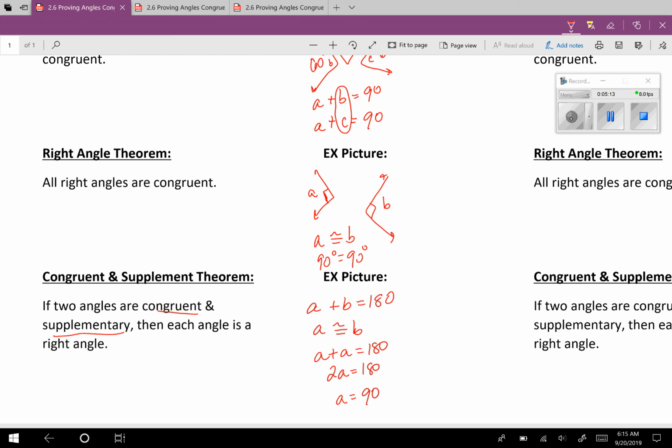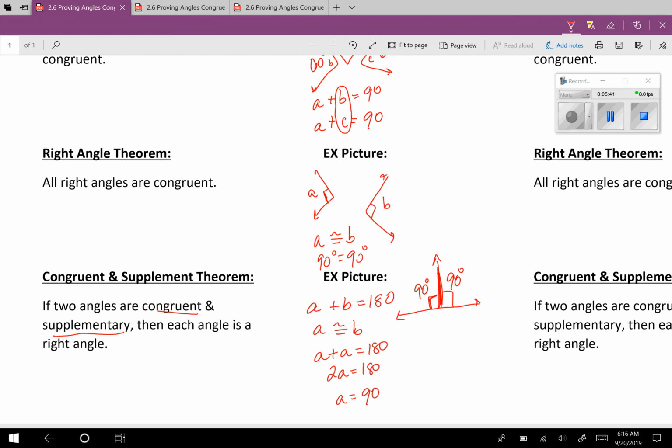Again, this is how it's applied if you have a linear pair. If this one is 90, well, what's 180 minus 90? It's also 90. So that one has to be 90. That would be your picture. Okay, so that's it for the actual theorems part.